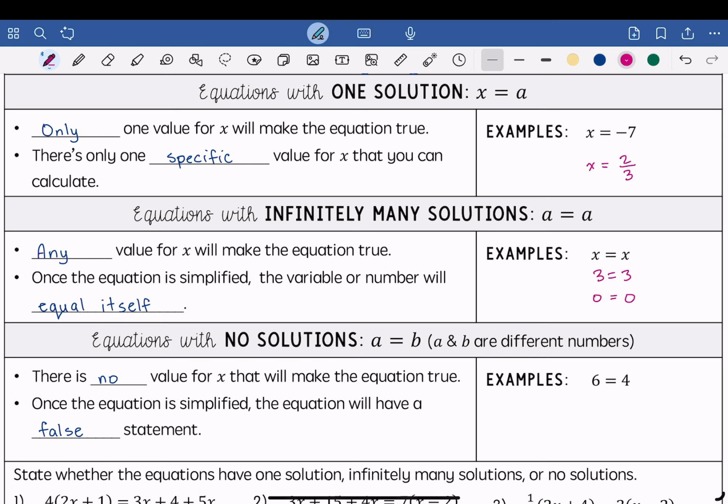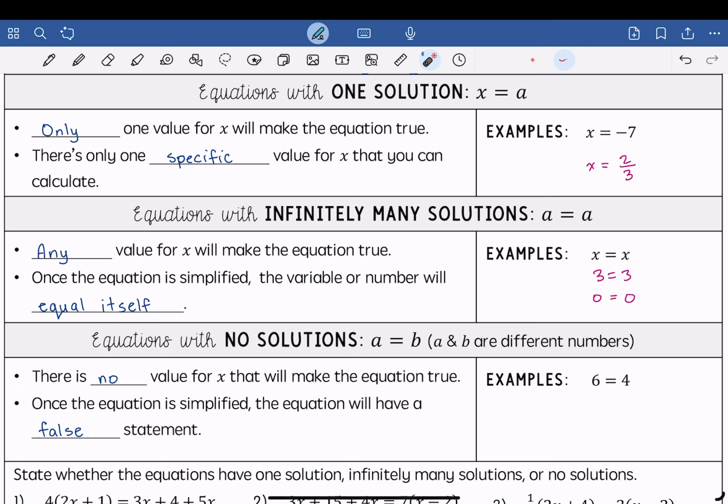So there are infinitely many solutions because you can give x any value and it will always equal itself. Equations with no solutions: you will get a is equal to b, where a and b are different numbers. So there is no value for x that will make the equation true. Once the equation is simplified, the equation will have a false statement.